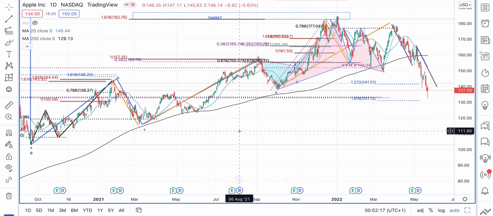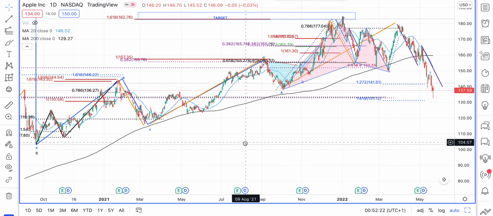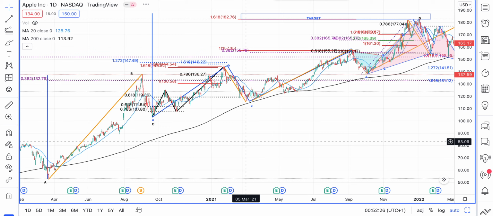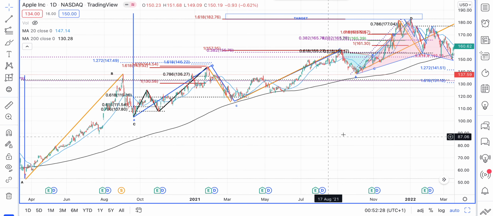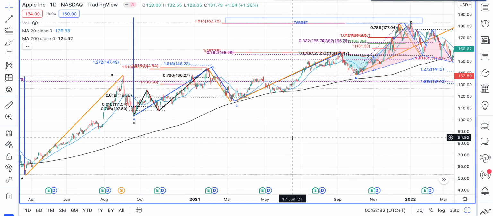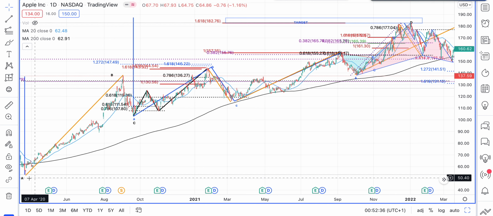The reason we were expecting this as a target was because of an ABCD formation, which I'll just quickly walk you through. But on the channel, you can find the video where we went through it in detail. And basically, what we have here is this.